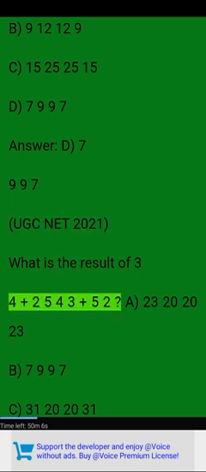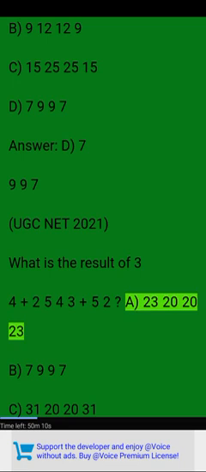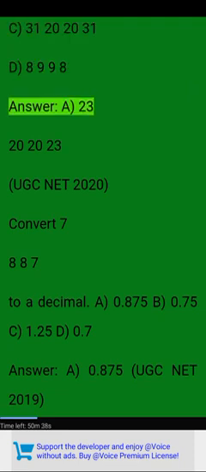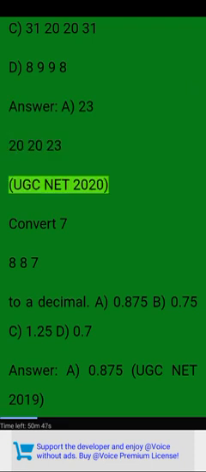What is the result of 3/4 + 2/5? A. 23/20, B. 7/9, C. 31/20, D. 8/9. Answer: A, 23/20. UGC NET 2020.